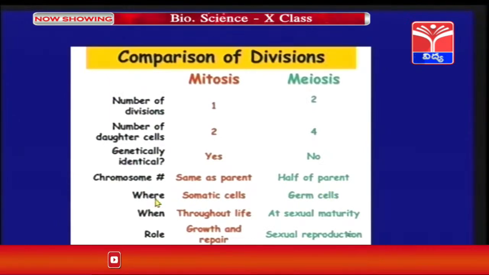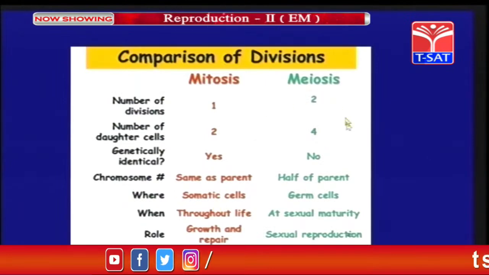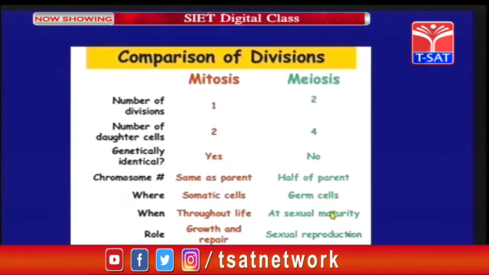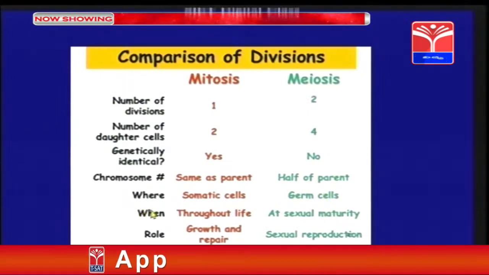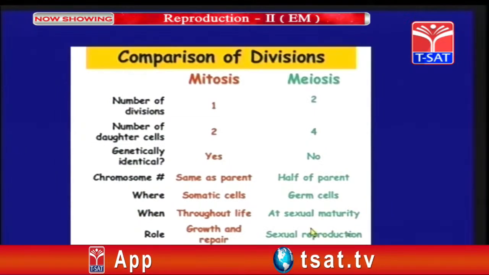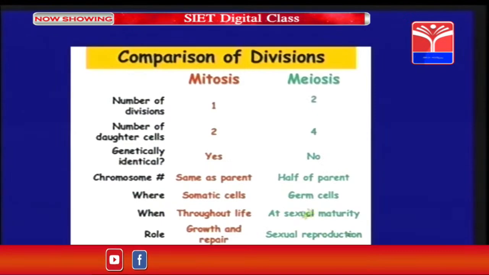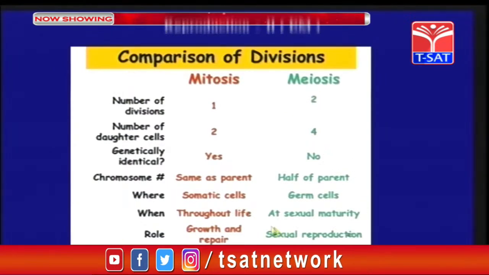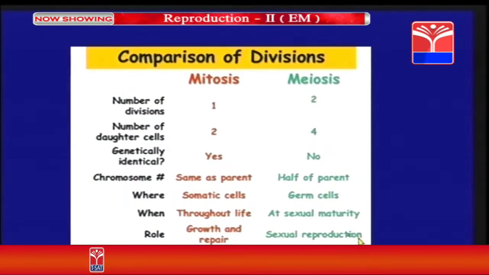Where does mitosis occur? Mitosis occurs in the somatic cells, whereas meiosis occurs in the germ cells, nothing but the reproductive cells. When does mitosis occur? Mitosis occurs throughout life, and meiosis occurs at sexual maturity. What is the role played by mitosis? Mitosis helps in growth and repair, whereas meiosis helps in sexual reproduction only.